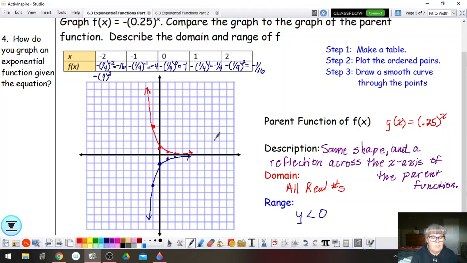In your assignment, you may be having some graphs that will have some stretch to it as well as a reflection. But it's always important to use a table and plot some points.